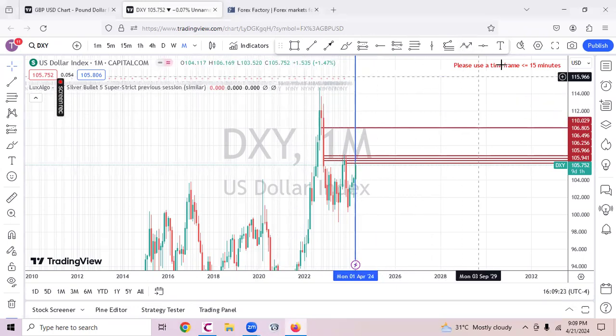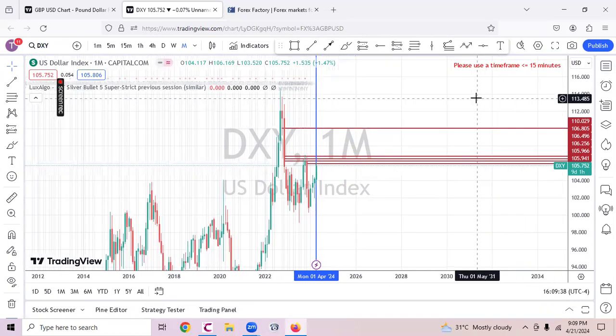So let's go straight to business. Start by looking at dollar index. Dollar index is used to determine the strength of the dollar. If dollar index is bullish, you expect currency pairs that have USD as counter to go bearish.